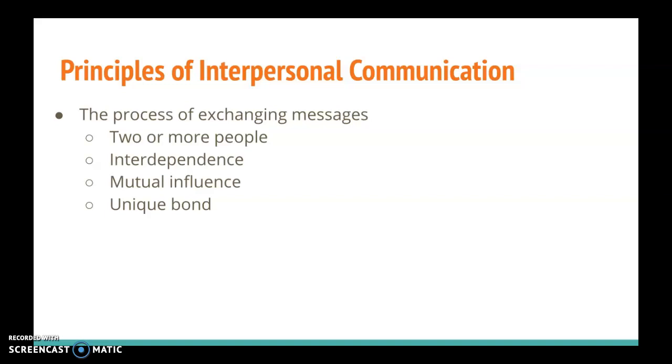So interpersonal communication is the process of exchanging messages. That's the communication part, right? We are exchanging messages with one another. Interpersonal communication specifically happens between two or more people. Generally speaking, no more than 3 or 4, however, because then we start to move into group communication. So generally speaking, we're looking at dyadic relationships between two people.